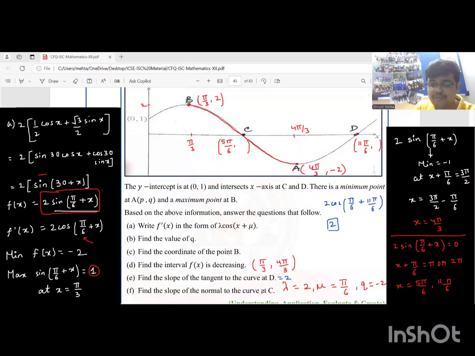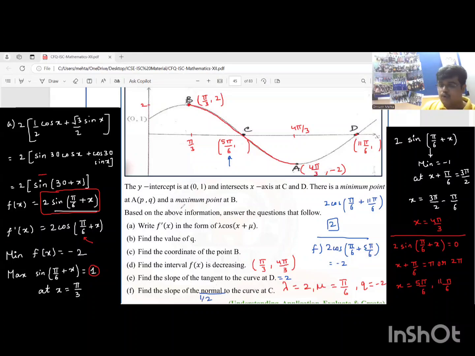That leaves us with the last part, the slope of normal to the curve at C. Now, students, for the slope of normal at C, we'll first find the slope of tangent. We already have the derivative. You substitute x as 5 pi by 6. So this is going to be cos of pi by 6 plus 5 pi by 6. When you solve this, students, it's going to be cos pi. Cos pi is -1. I hope you know that. If you don't, you can use your calculator. Slope is -2. When we say slope is -2, the slope of normal will be the reciprocal with the sign changed. So that is half.